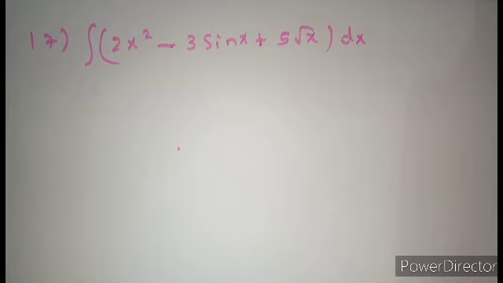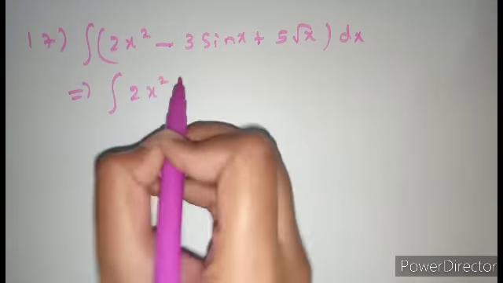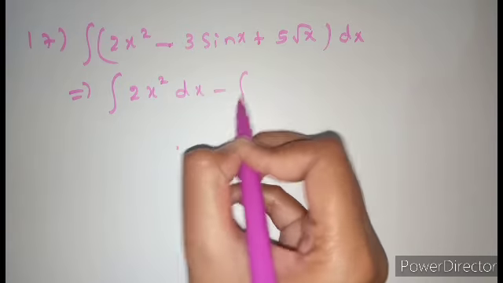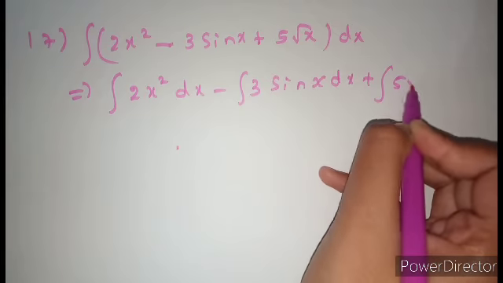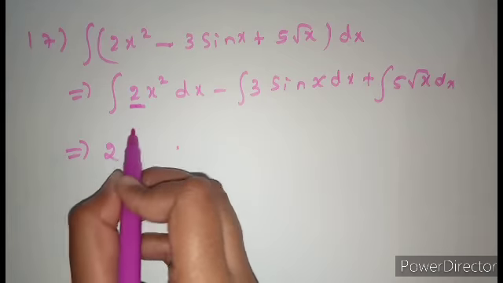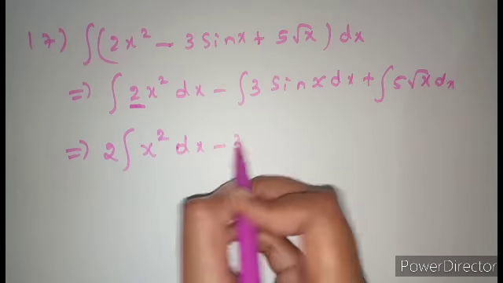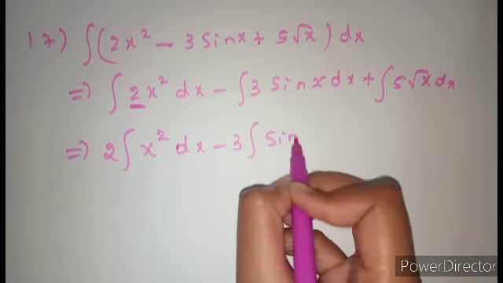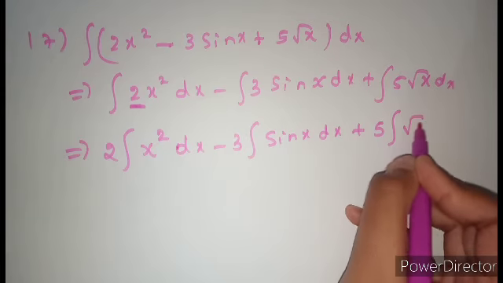Integral of 2x square minus 3 sin x plus 5 root x dx. Split this integral: integral 2x square dx minus 3 sin x dx plus integral 5 root x dx. Now since 2 is constant, take it outside. 2 into integral of x square dx minus 3 integral of sin x dx plus, take 5 outside, 5 integral of root x dx.